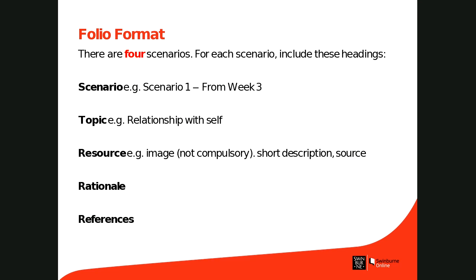So we're looking at our folio format. There are 4 scenarios, and for each scenario include these headings. So for example, scenario 1 is from week 3. So you start with the scenario, then what the topic is, e.g. relationship with self, and then the resource. So you don't have to include an image, it's not compulsory. And remember, the image doesn't actually relate, it's not marked. It's more just there to help guide your work. You need to have a short description and the source for that resource. Then the next step is the rationale and the references, please.